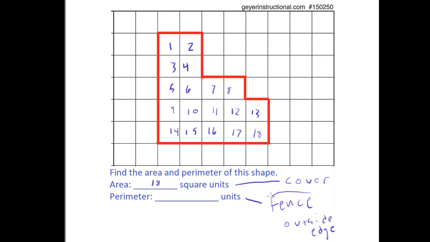Perimeter, I'm thinking about making a fence around the outside edge of this shape. So I'm going to count the outside pieces. How many outside edges are there, or how many squares does the outside edge touch?